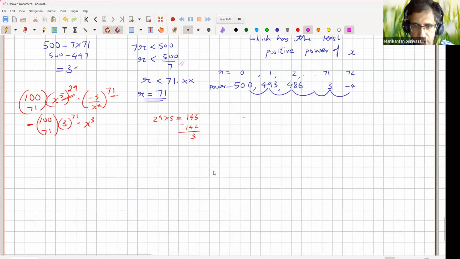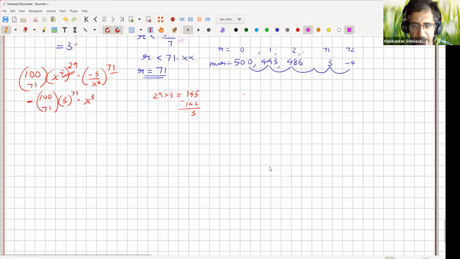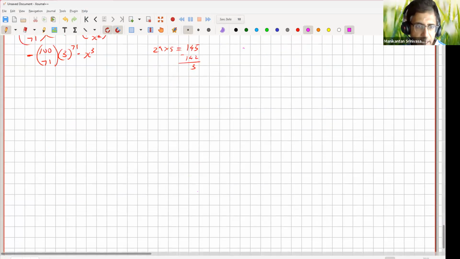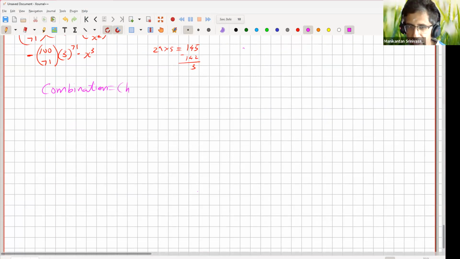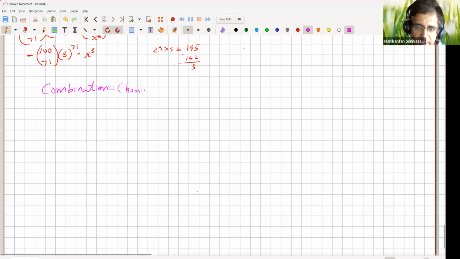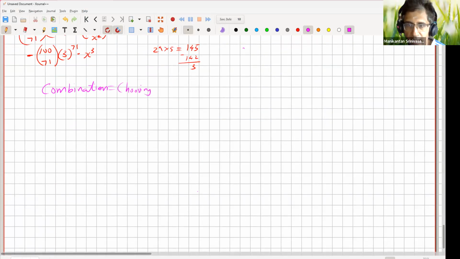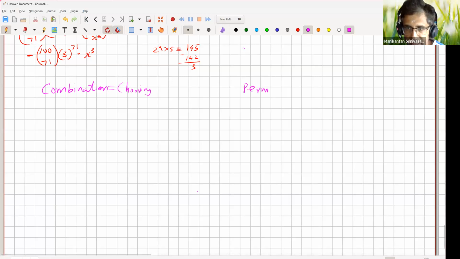Okay, all right. So if that's all in binomial expansion, let's do some permutation combination problems. So let's start with permutation combination. Like I said, there are only two concepts. One is combination, which is choosing. And the other one is called permutation, which is arranging.